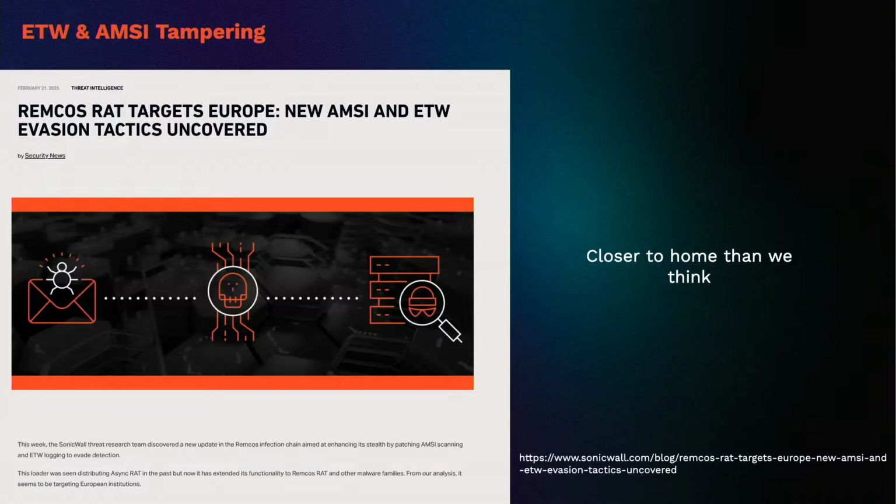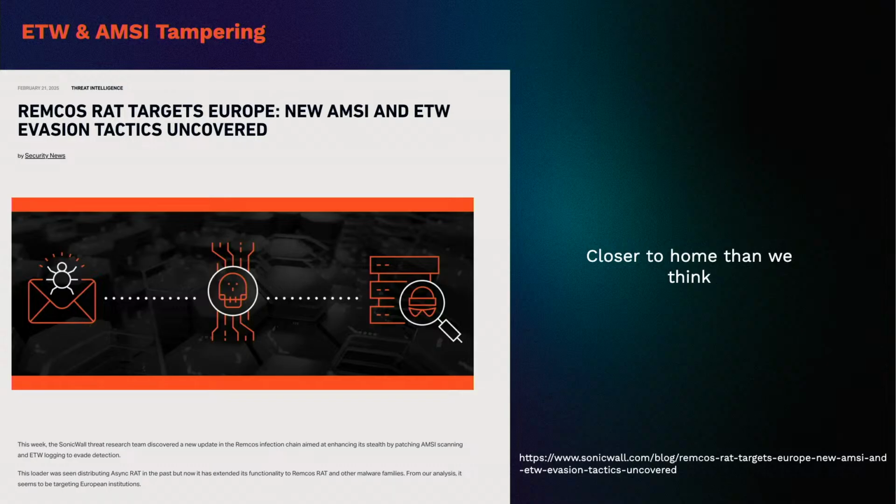There's a nice article and I do link to it as well. This was early in February of 2025. There were certain attacks. So this is a remote access Trojan that was targeting European organizations. And they basically used new techniques for AMSI and ETW evasion as well. I would recommend it for further reading.